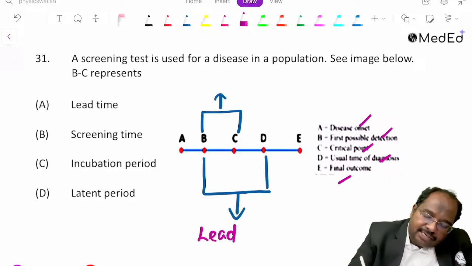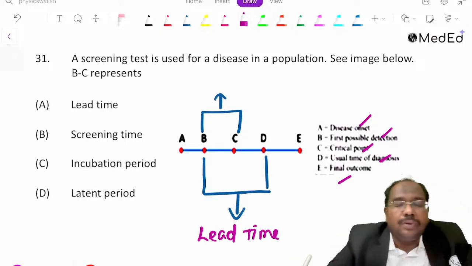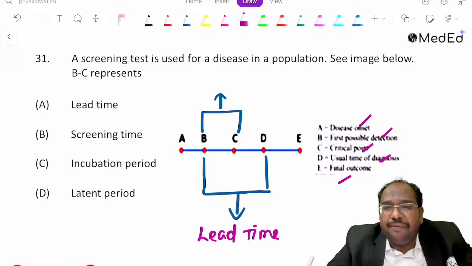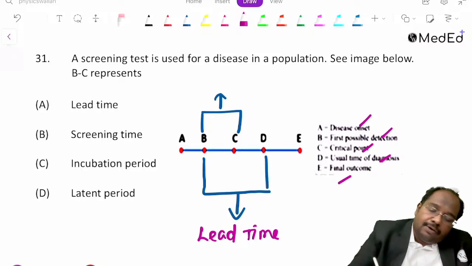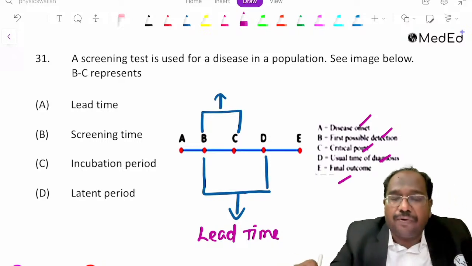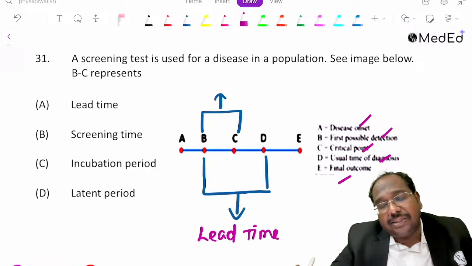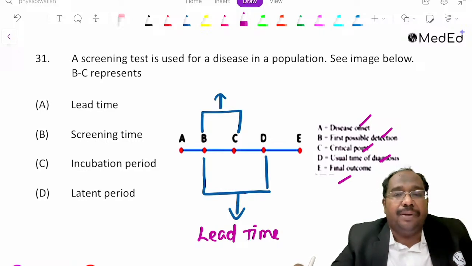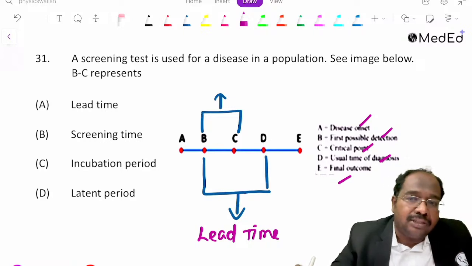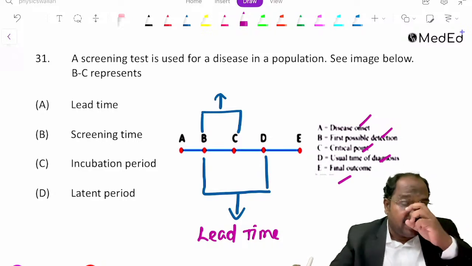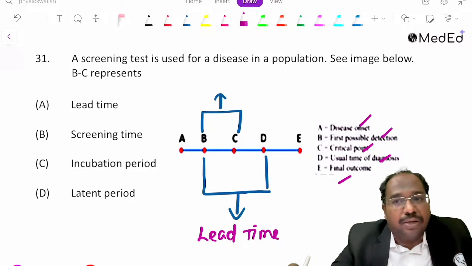This is called lead time. You are having a screening test and a diagnostic test. The time between the first possible point and the usual time of diagnosis is lead time. Between B and C, sometimes we may have cancers. For cancers, there is a final critical point, meaning anything beyond this point is not going to change the outcome. For a cancer, maybe metastasis. Following metastasis, it may not change the outcome much.